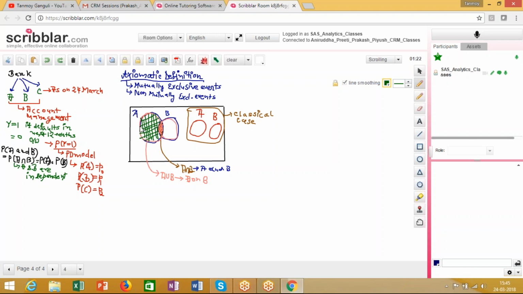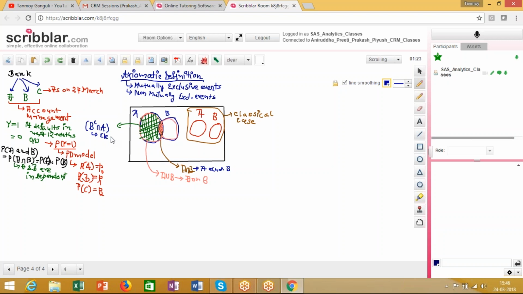Only A. But given that this is only A, what do you mean by only A? Only A means elements which are in A but not in B. So over here what I have is B complement intersection A, or A intersection B complement as we might call it. So this shows elements in A but not in B.